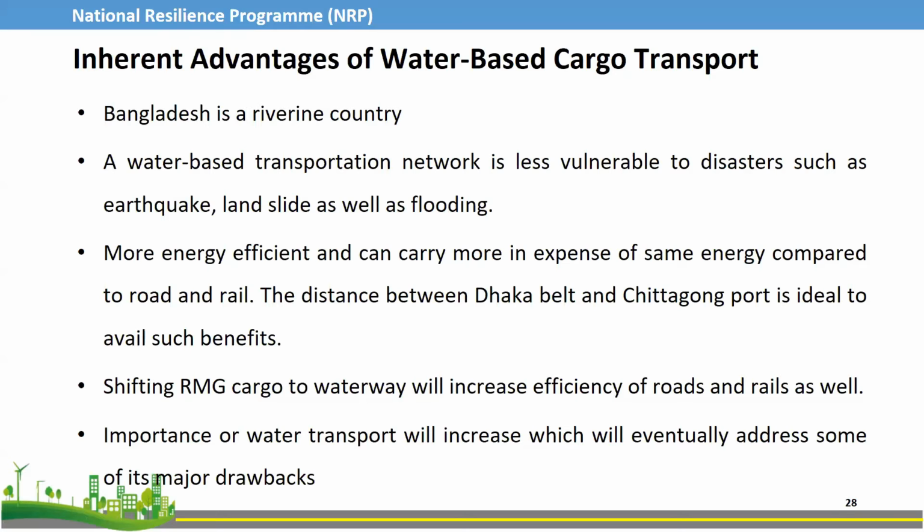And Dhaka to Chittagong, the distance is actually falling into the category which suggests that waterways will be much more cost saving. And shifting RMG cargo to waterway will increase the efficiency of roads and rails as well, because you are moving a lot of traffic from road and rail, so they will operate at a faster speed. And importance of water transport will increase, and this will eventually address some of the major drawbacks related to water transport in Bangladesh.